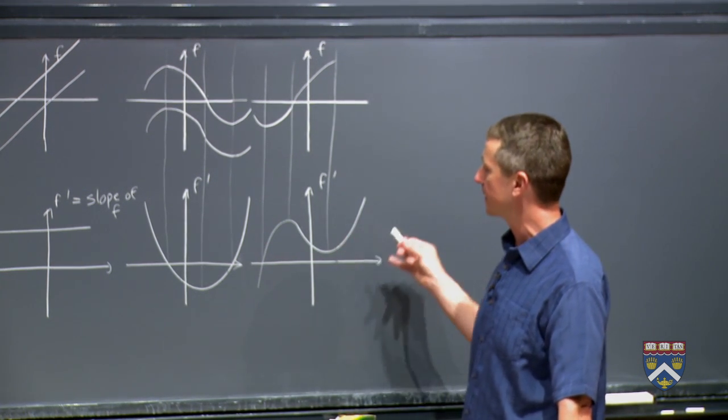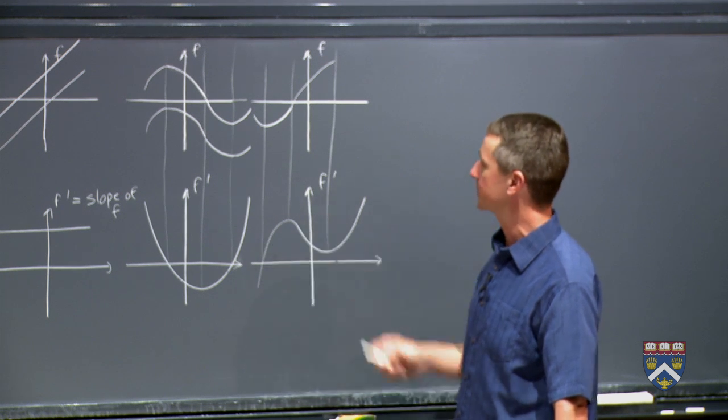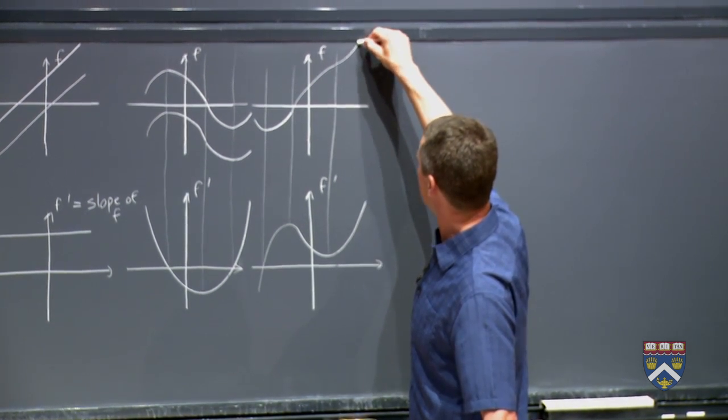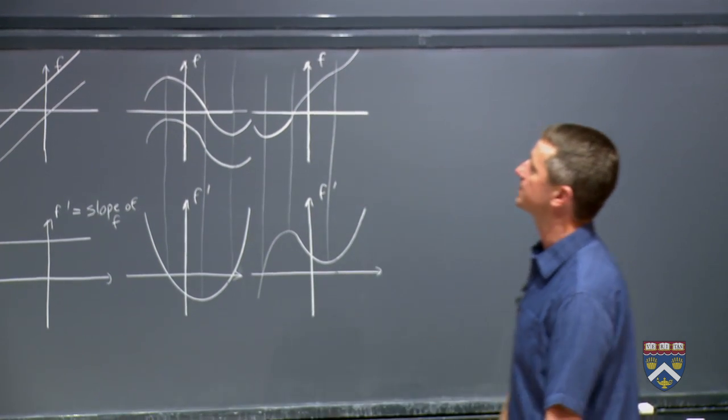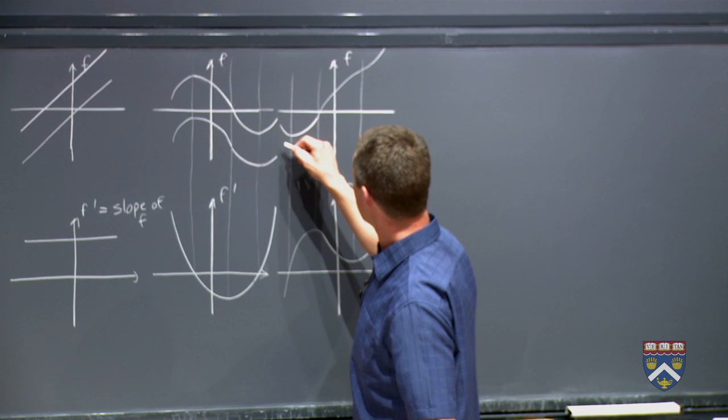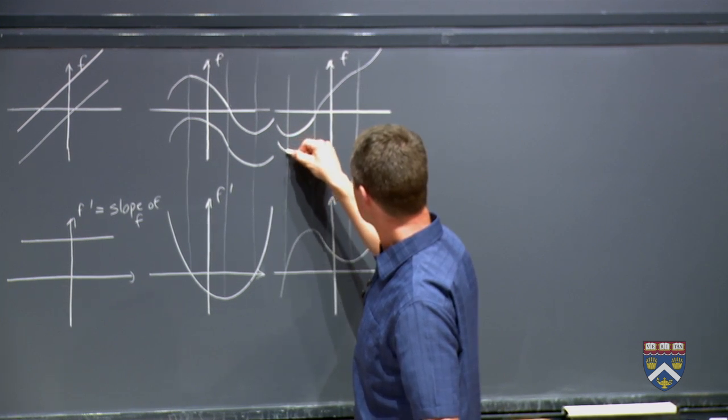F prime is positive, getting more positive. That's the same sort of thing that we saw here. That is increasing concave up. And I've tried to draw that carefully so that we see the slope is not 0 right there. And once I've drawn one, I can shift it up or down to get another one.